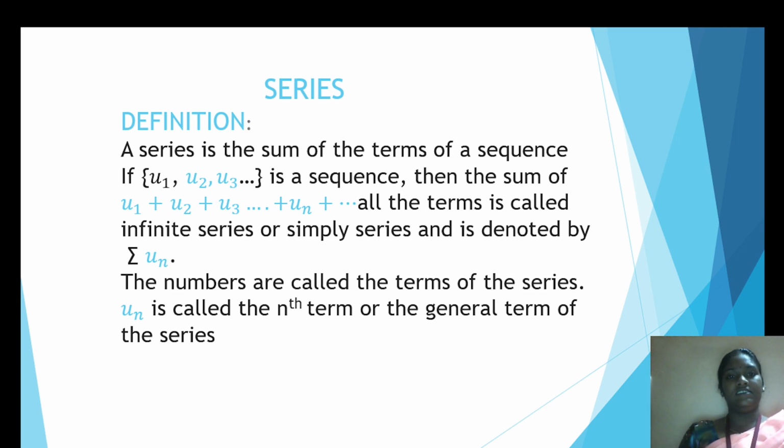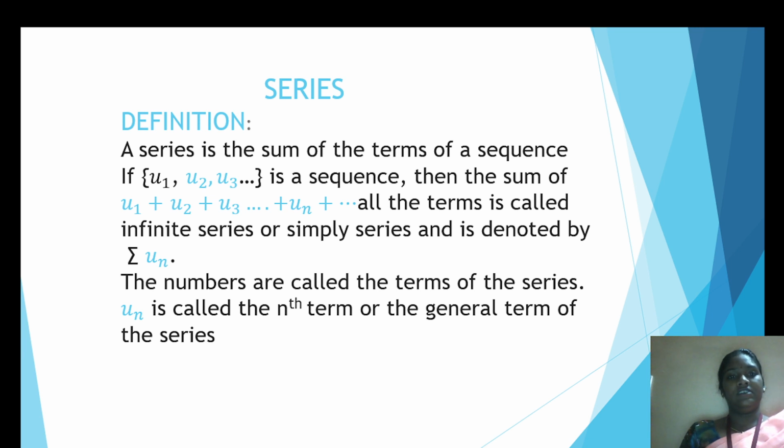Next, what is a series? A series is nothing but the addition of all the terms in a sequence. Here we are taking one sequence, u1, u2, u3 and so on. These are called the terms. If you add all the terms in this sequence, it is called an infinite series, or generally just a series, and it is usually represented by summation n runs from 1 to infinity of un, or generally summation un. Here u1, u2 are called the terms of the series, and un is called the nth term or the general term of the series.